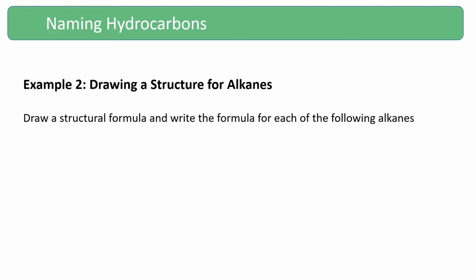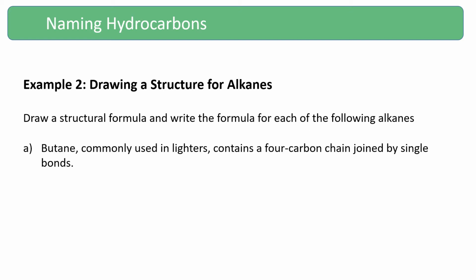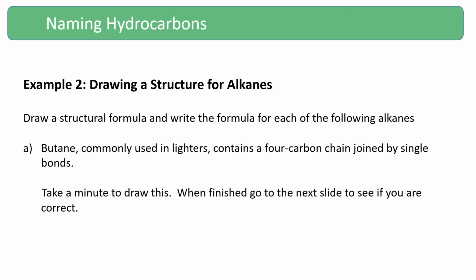Draw a structural formula and write the molecular formula for each of the following alkanes. Butane, commonly used in lighters, contains a 4-carbon chain, for but, joined by single bonds. Take a minute to draw this. When finished, go to the next slide to see if you are correct.